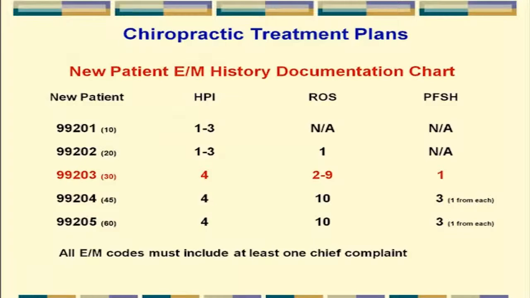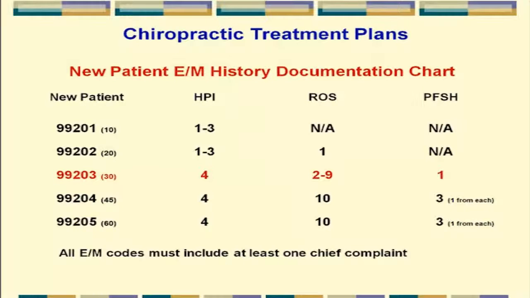Here's a little chart. Maybe I should share this with you here as each one. So chief complaint we went through, the HPI we went through, you need 4 of those. As far as the review of systems, you have to review 2 to 9. There are a bunch of systems in the body: eyes, ears, nose, throat, cardiovascular, respiratory, GI, GU, skin, neurological, psychiatric, endocrine, hematologic, lymphatic, allergic, immunologic, musculoskeletal. A whole bunch of systems in the body; you have to review 2 to 9 for 99203.